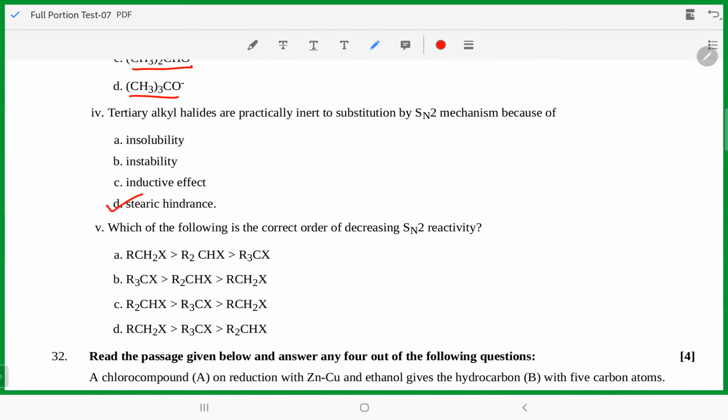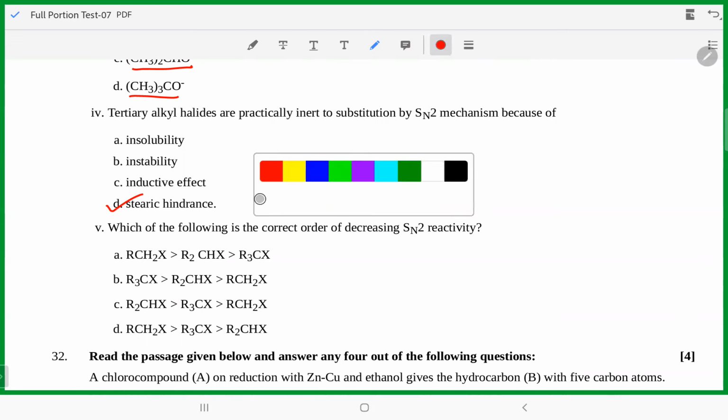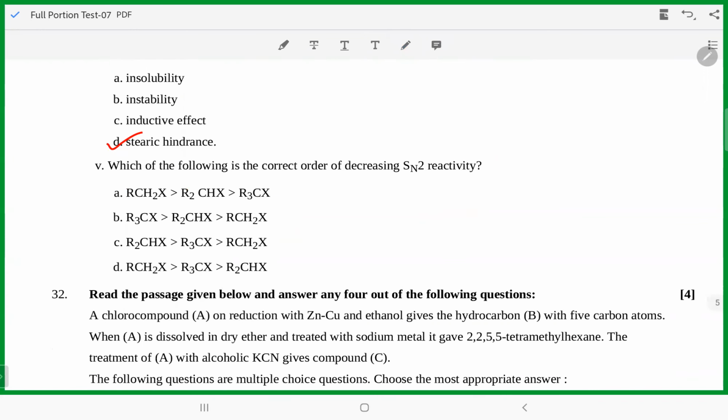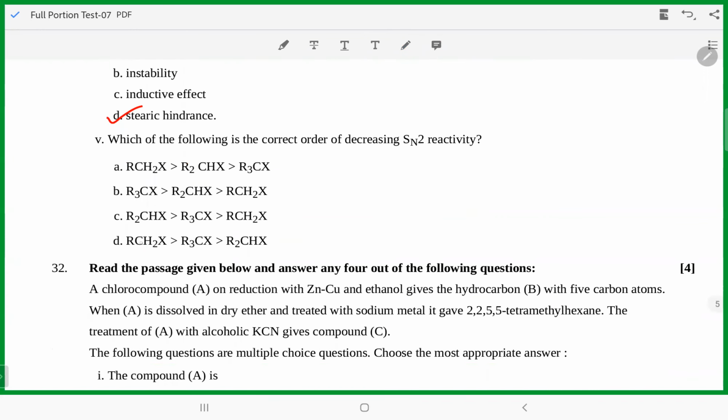Which of the following is correct in the order of SN2 reaction? In SN2, the primary one will go correctly. So this will be the order A. The larger the number of alkyl groups at the alpha carbon, the more the steric hindrance and the less reactive. So whichever is sterically free will go.